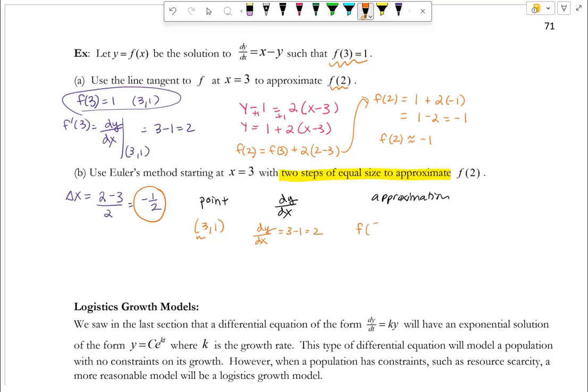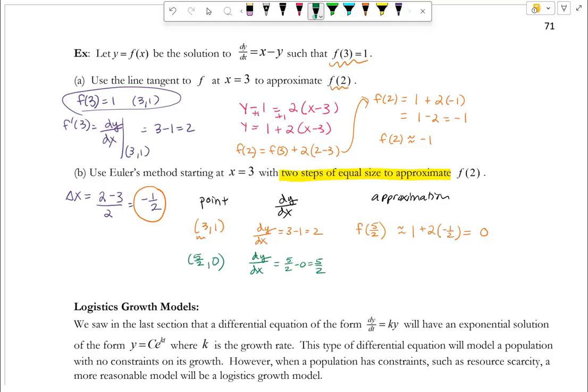So I'm finding f of 5/2, and that's going to be my old y value, my f of 3, which was my 1, plus my slope, which is 2, times my delta x, which is negative 1/2. So we end up getting 1 plus negative 1, which is 0. So our new point that we're working with is (5/2, 0). I'm going to recalculate my slope. So again, x minus y, so 5/2 minus 0 is just a slope of 5/2 here.